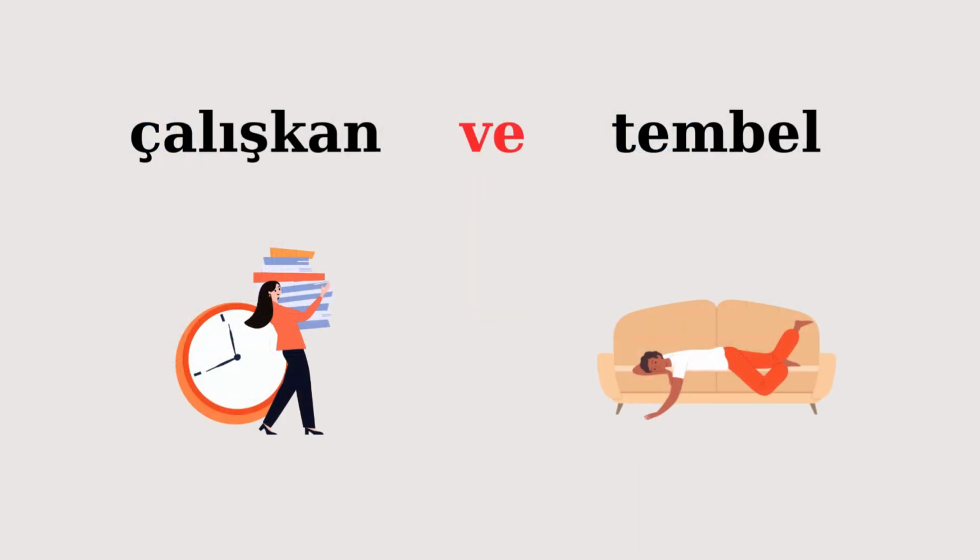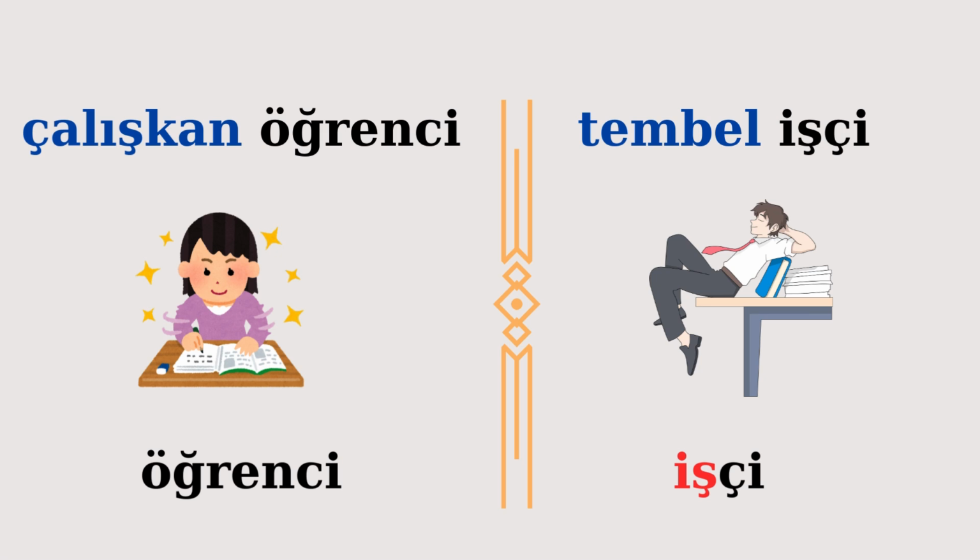Our 11th and last adjective set in this lesson is çalışkan ve tembel, which means hardworking and lazy. Let's see the example phrases. The first one is çalışkan öğrenci, which means hardworking student. Here, öğrenci means student. The second phrase is tembel işçi, which means lazy worker. If you remember, işçi means worker, and it is derived from the word iş, which means business or work.